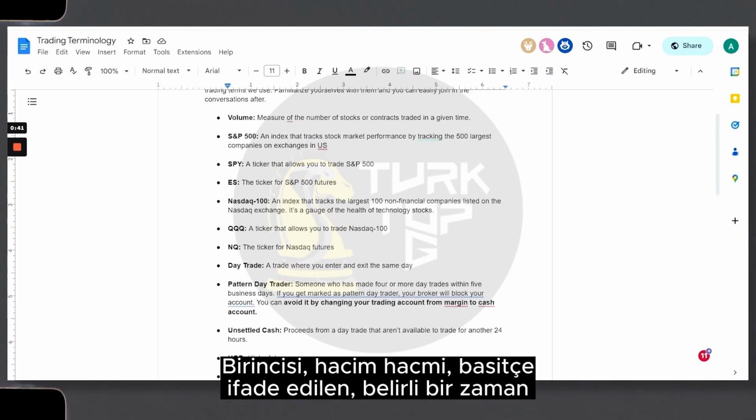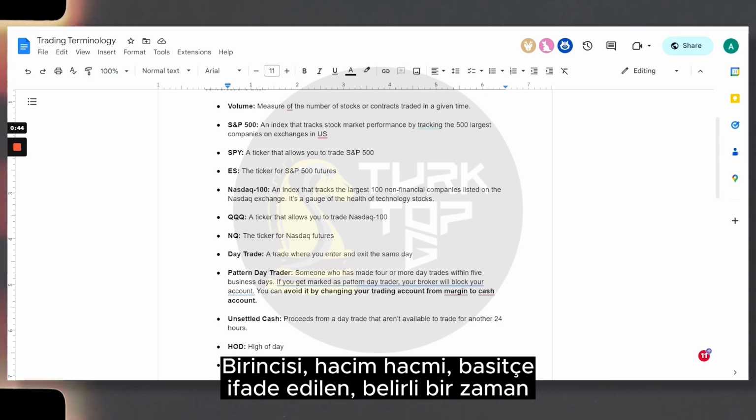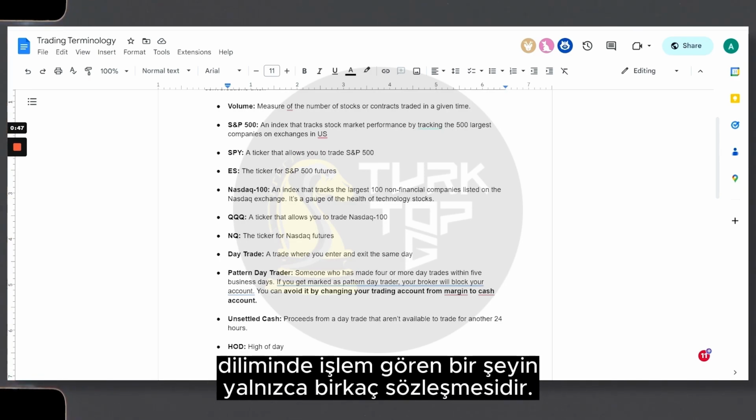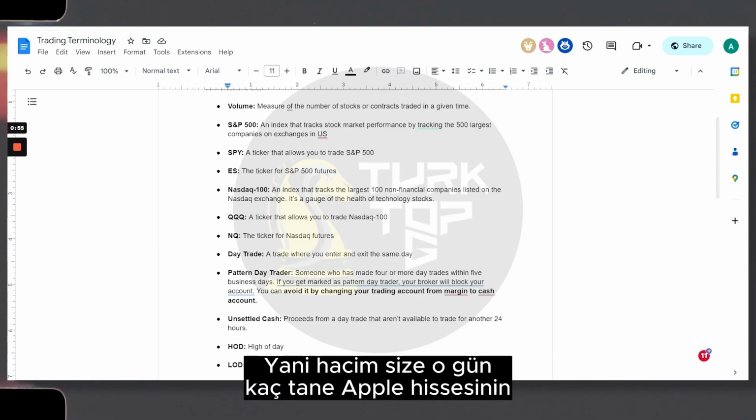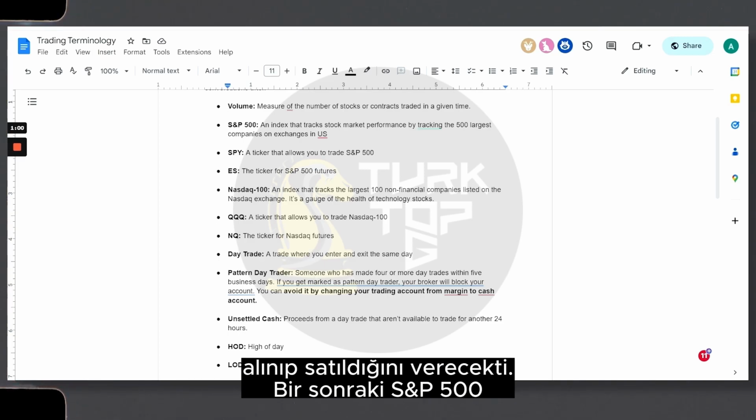The first one is volume. Volume, put simply, is just the number of contracts of something that are traded in a given time frame. So let's say you're looking at the daily chart and you're looking at the stock Apple. So the volume would give you how many Apple shares were traded in that day. That's it.